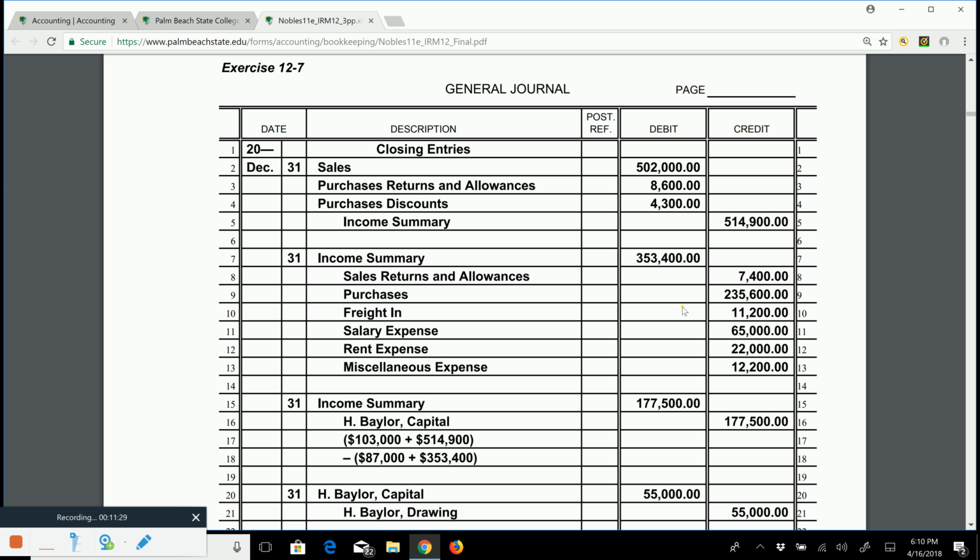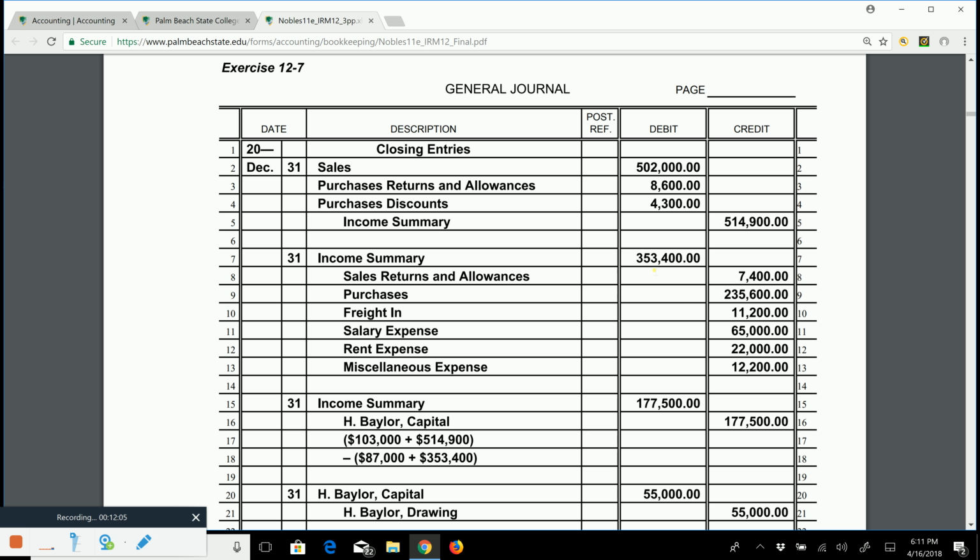So effectively what we've done in the first 2 closing entries is we've made all of our income statement account balances 0. And that's the whole idea. We want to start the next period with 0 balances in all of our income statement accounts. The problem that we have is now all of a sudden we have a balance in income summary. And we have to get rid of this balance in income summary. So the income summary, it actually increased, right, with a credit of $514,900.